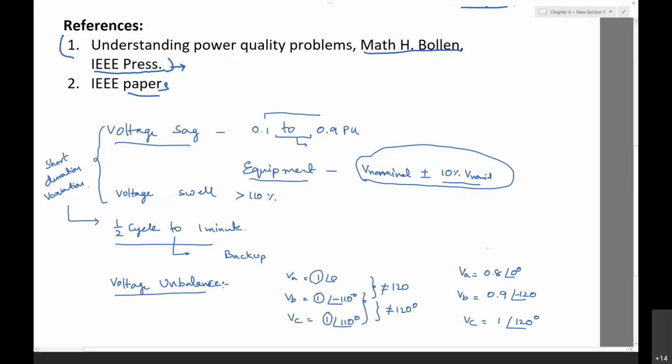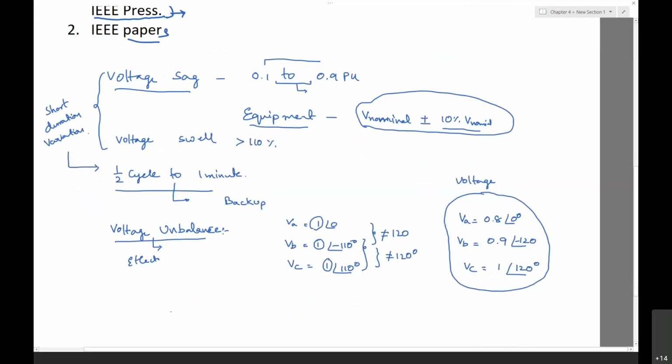In this case of these voltages also, you will have voltage unbalance. The voltage unbalance is due to the phase angle difference not being equal to 120 degrees with each other, and also due to the magnitude reduction. What kind of effects will there be on the loads when you provide the voltage unbalance?